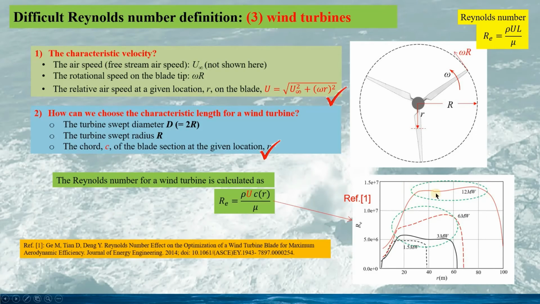What happens to the Reynolds number in this region, from about 30% to 85% of the blade? It is because the larger the r, the larger the speed, but the smaller the blade chord. See this plot. This is why the Reynolds number on the blade has a region of a near constant Reynolds number.